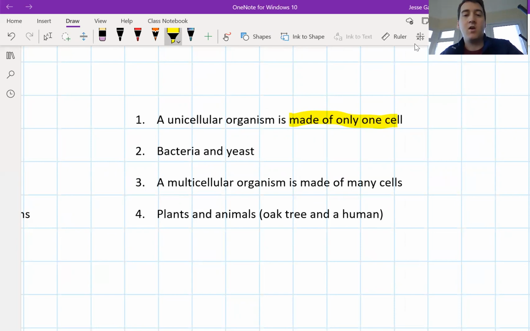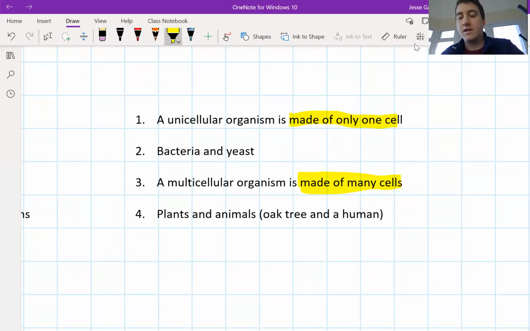Question 3 asked, what is a multicellular organism? Okay, a multicellular organism is made of many cells. So that's the key phrase there. You have to have it's made or it contains many cells. And number 4, plants and animals are examples of multicellular organisms.